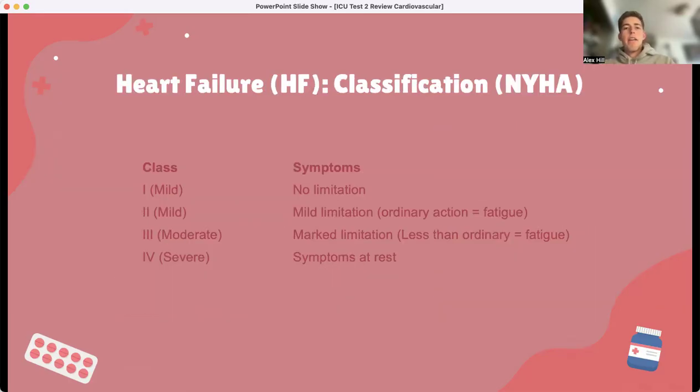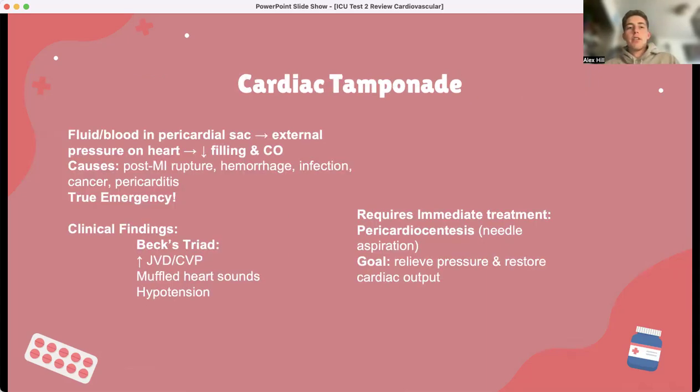Okay, and then this classification, fairly straightforward. She gives you a scenario on the test. It should be pretty simple. Like if you feel like you're not able to go brush your teeth, then that would be a marked limitation. If you're not able to run out to the mailbox, that would be a mild limitation. Or you're not able to go on a run or whatever. And then if you have that difficulty at rest, then that's severe.